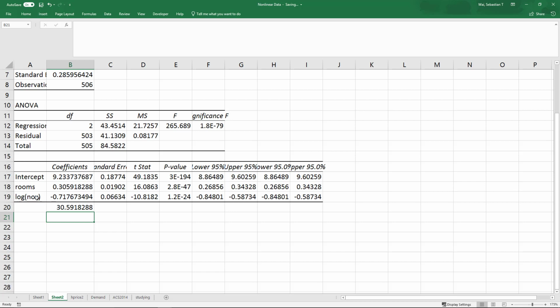Now, if we look at our Knox coefficient, since prices are now in logs, we have logs on both sides. This is a log-log model, so we have a percentage change on both sides. What this means is that a 1% change in Knox, the level of pollution, is going to decrease house prices by about 0.71%. Again, this is a percent-to-percent interpretation.